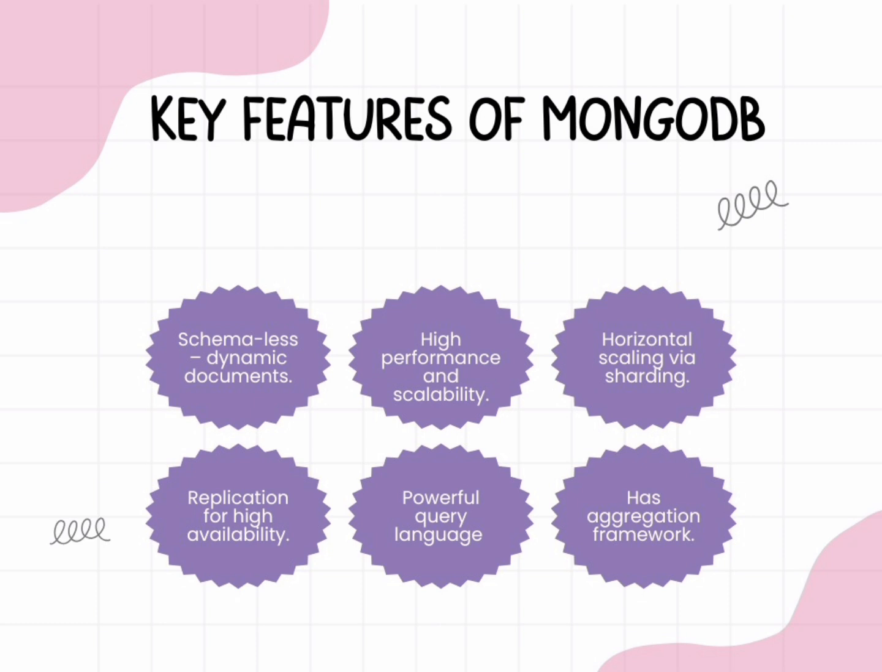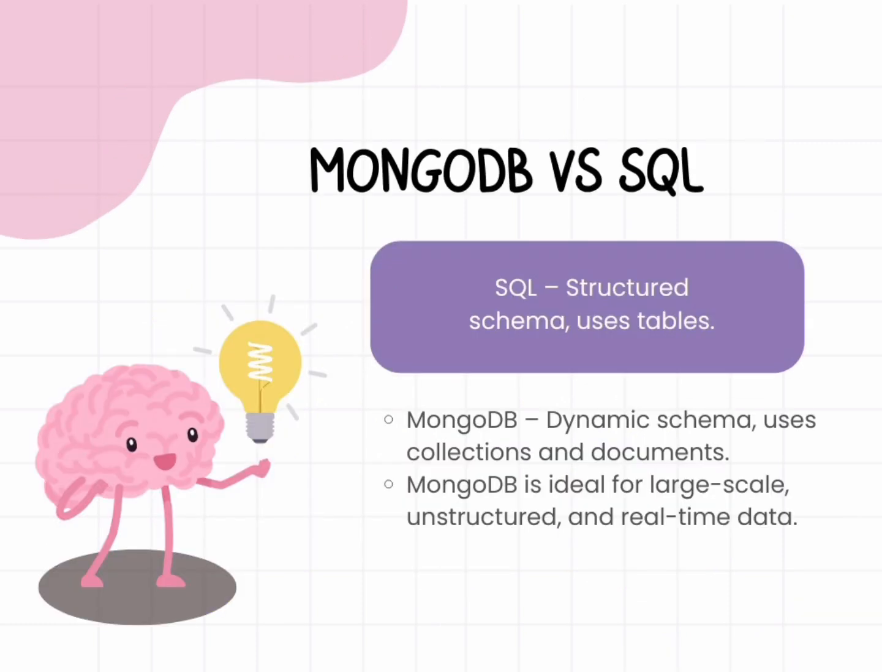It's high performance, that is ideal for reading and writing heavy applications. It has horizontal scaling, that is, it can be achieved using a concept called sharding. It has replication that ensures high availability and fault tolerance. It has aggregation framework that is used for complex data analysis within the database. It has powerful query language, that is, it makes it easy to filter, sort, and manipulate data.